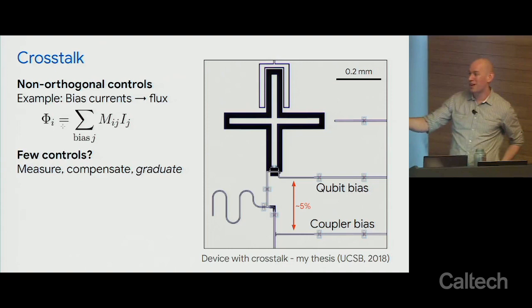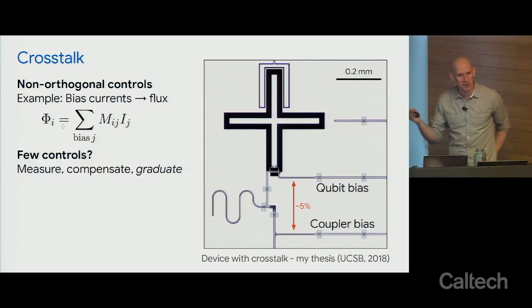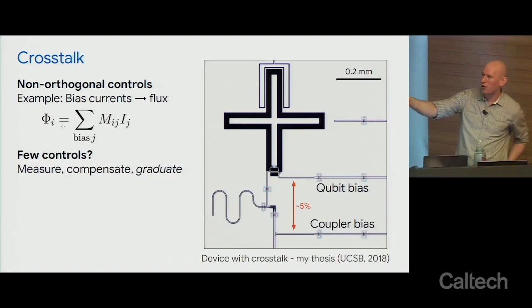And you know, if you just have a few of these controls like I did, if you have two things, look, you can just measure this matrix where you can figure out, okay, my flux depends on all these different currents. You measure this matrix, you compensate for it, and you graduate. Move on with your life.